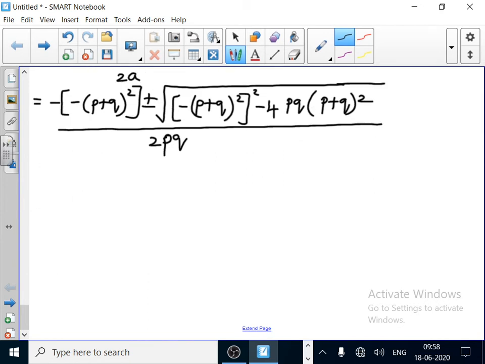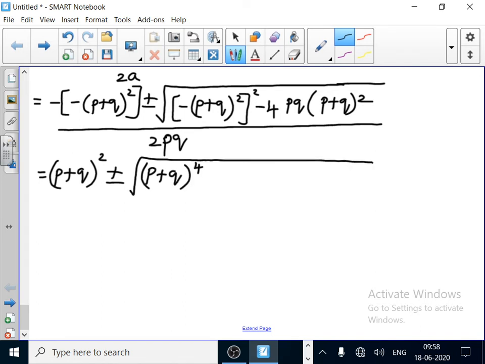that is equal to minus into minus, it will become plus, so we can write it as (p plus q) whole square, plus or minus, here also minus whole square becomes plus, so we can write it as (p plus q) whole power 4 within square root, minus 4pq into (p plus q) whole square, whole divided by 2a, that is 2pq.